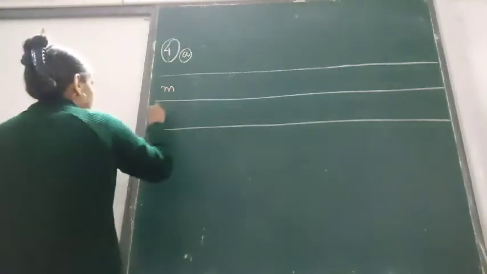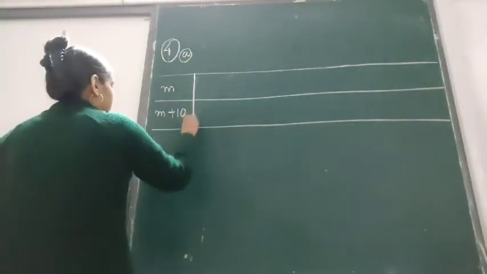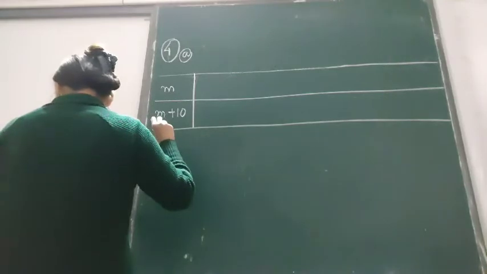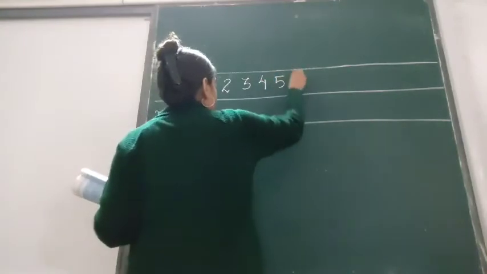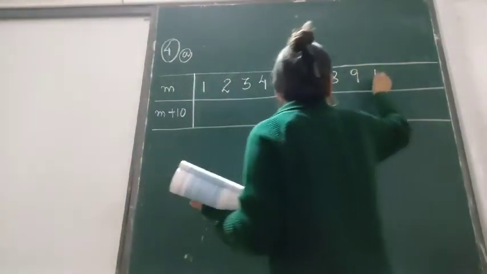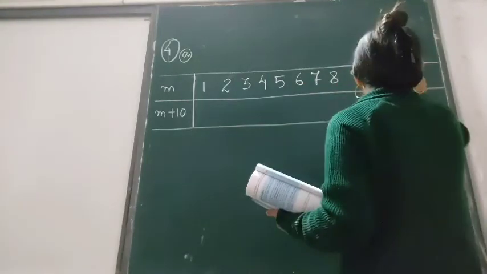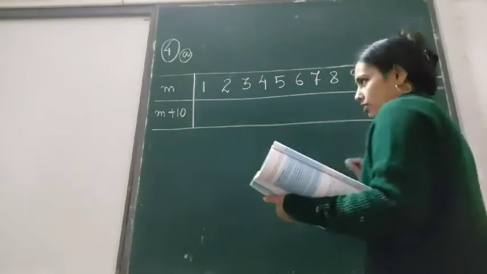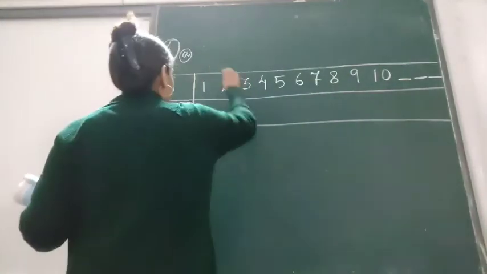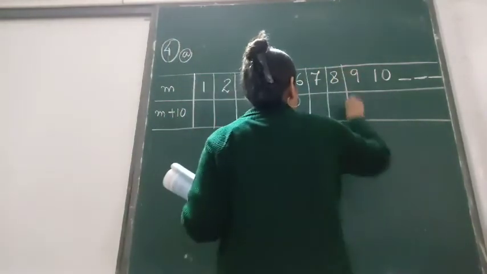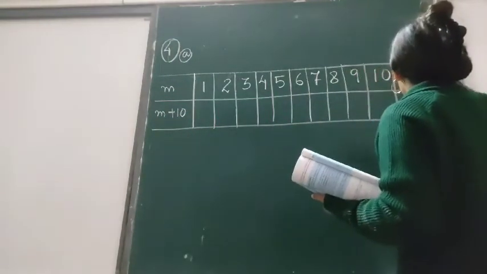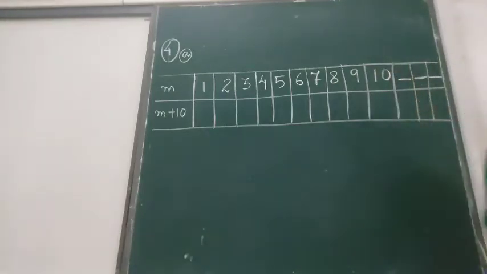There is a lot of space in your book. It's 1, 2, 3, 4, 5, 6, 10. After 10, 3 more blanks are there. Okay, so let's make those blanks, and down in the second row, all are blanks. Let's start. So putting the value of m as 1.